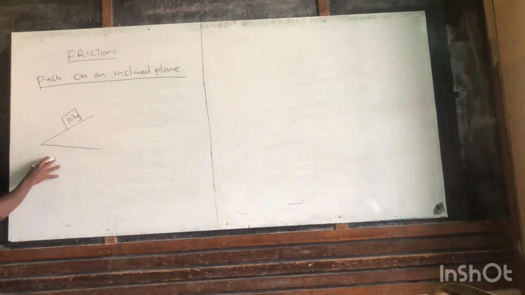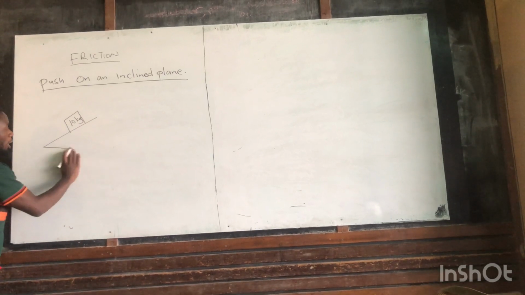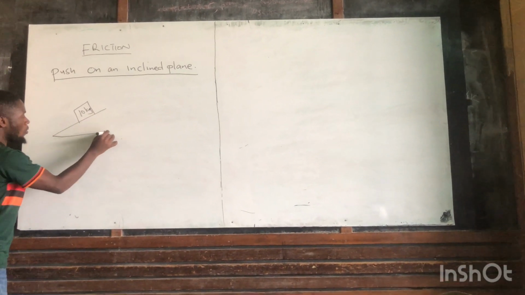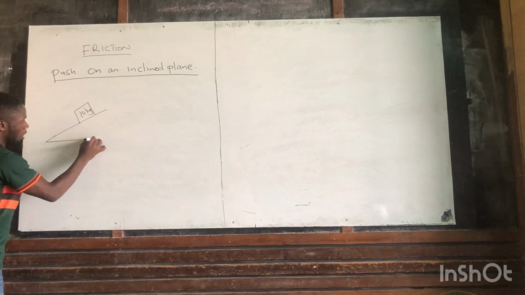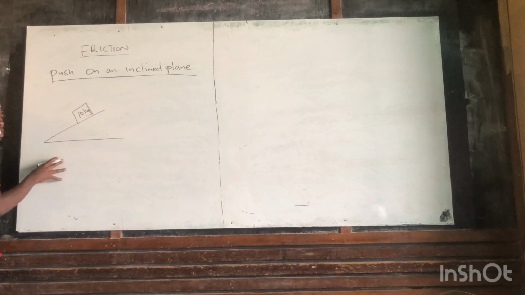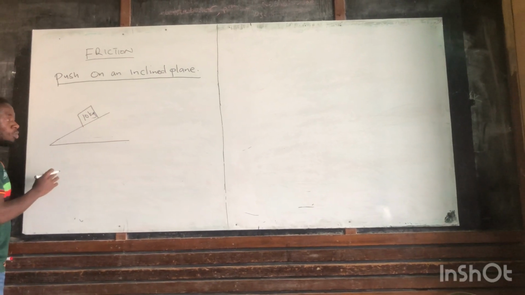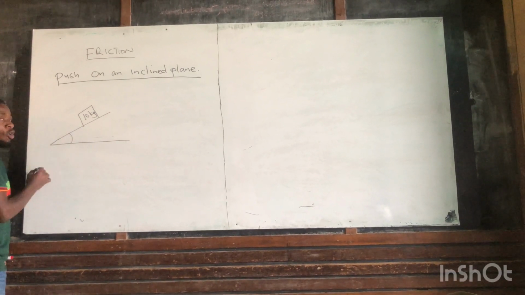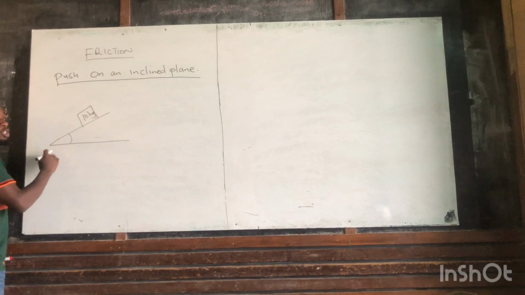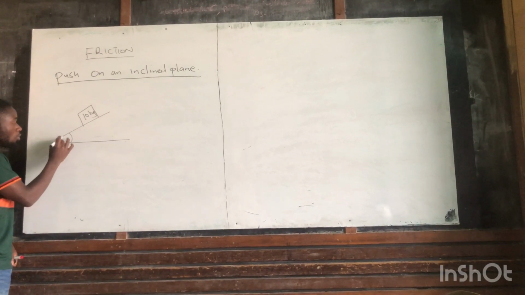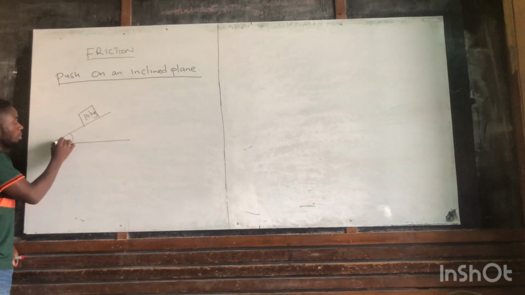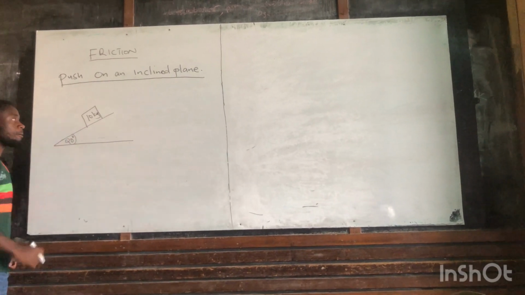They'll even tell you that the inclined plane makes an angle, it can be any angle. They say the inclined plane is making an angle of 20 degrees with the horizontal, meaning the angle should be here, above the horizontal. It will be 20 degrees here.